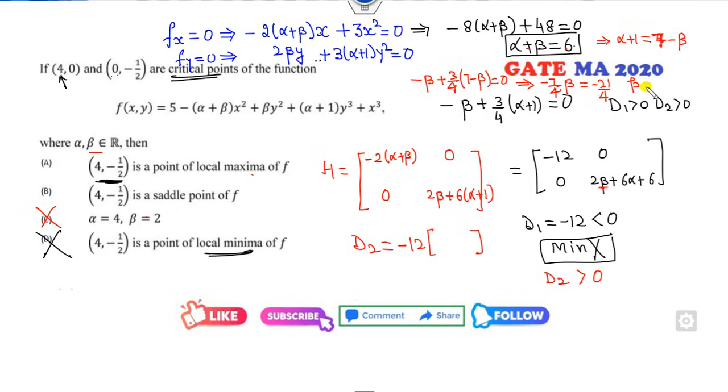So clearly say beta will be 3. So once beta is 3, alpha will be 2. So I can substitute here. This number is positive. Once this is positive, if you multiply them, it's a positive number. So it's less than 0. What does it mean? It is a saddle point. So neither the maxima nor the minimum.